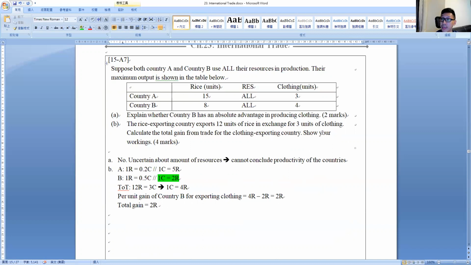How many clothing are we exporting? We are exporting 3 units of clothing, as you see here. And that would give us 6 units of rice. That would be the total gain for country B, which is the clothing exporting country in our case.